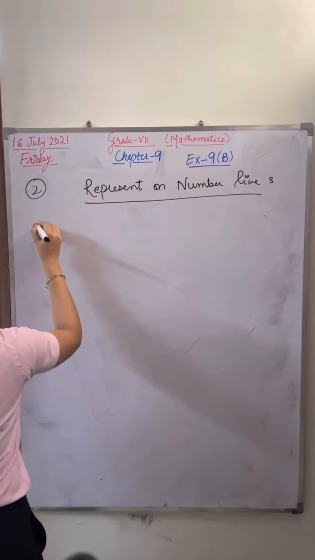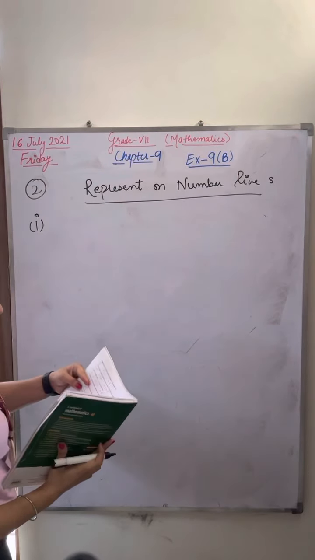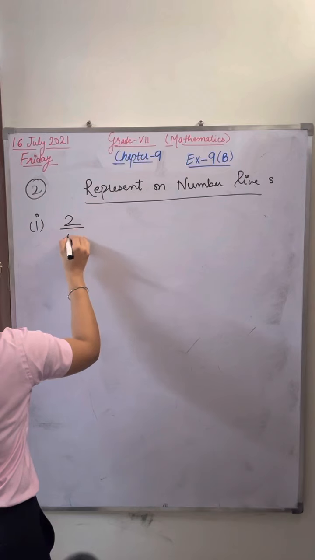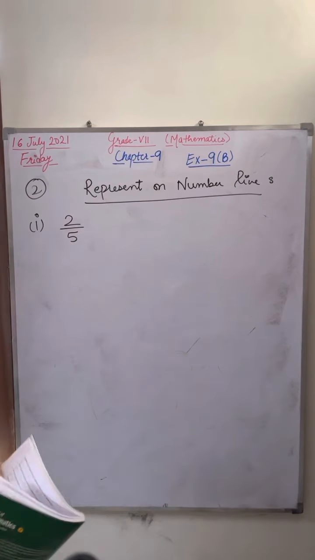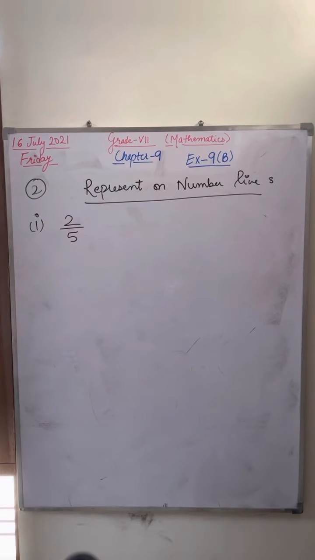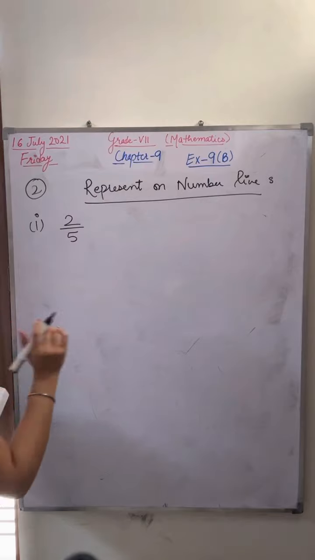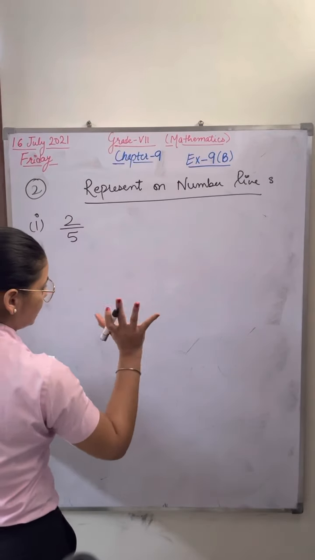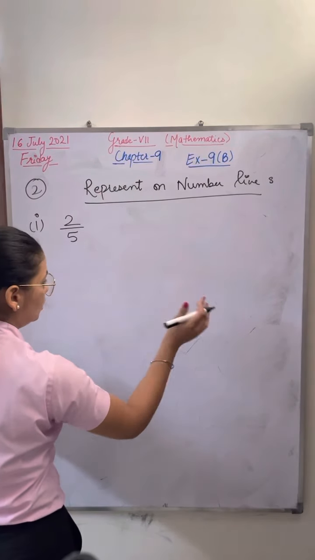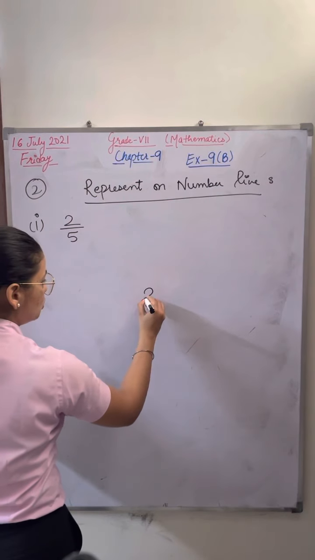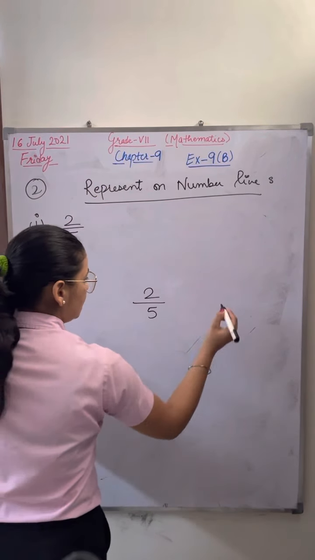So how can you represent? The first part is you have to represent 2 by 5 on the number line. Please tell me first of all, can anyone give me the answer? First of all, you have to see two things. You have to compare two values. I'll tell you two things. Suppose this is 2 by 5, and this is 5 by 2.